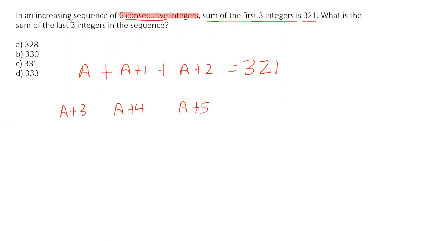Now they are asking me what is the sum of last 3 integers. So they're simply asking me a plus 3 plus a plus 4 plus a plus 5. Now, guys, students sometimes feel that it's a pretty easy question. It's a very basic addition and subtraction problem. I can very well figure out the value of a from equation number 1 and replace that value of a in equation number 2, and I'll get my answer.